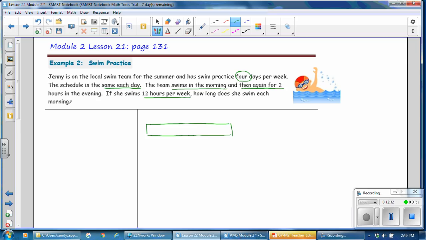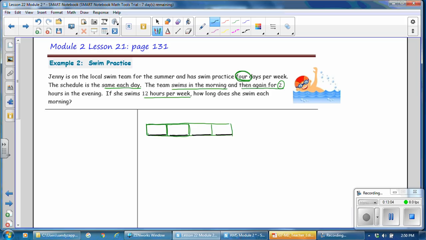And we know that she swims a total of 12 hours per week. And we know that she swims for 4 days. So let's split her week up into 4 equal days using 3 bars. And each one of these bars represents 1 day. And in that day, she swims for a certain amount of time in the morning, which we don't know, and then 2 hours in the evening. So let's break this up here. This will be 1 day, another day, another day, and another day.